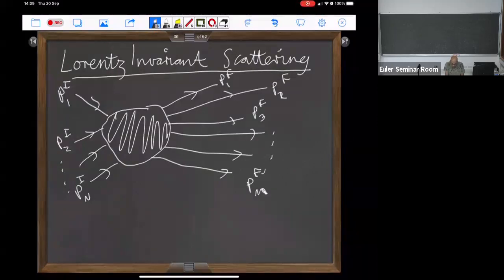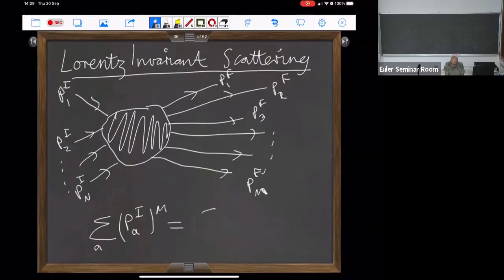And then obviously what Lorentz invariance says about this situation is that the sum of the initial state particle four-vectors is equal to the sum of the final state four-vectors, because that's the total energy and momentum of the initial state and final state, respectively.